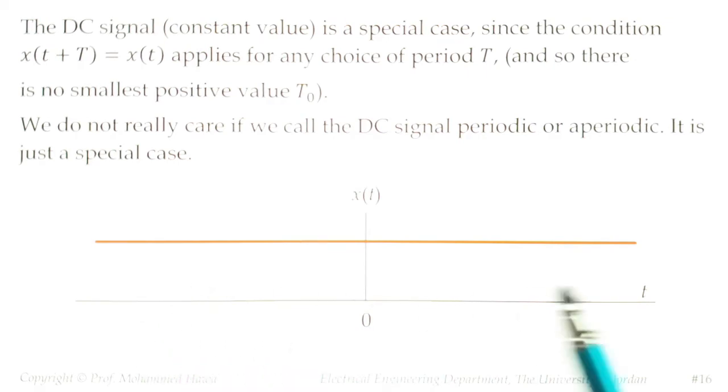So is the DC signal periodic or aperiodic? Well, I don't really care. You could call it periodic, you could call it aperiodic. For me, it's just a very special case. We call it the DC signal or the DC value or the constant value, and we know what it looks like. But in terms of Fourier series, we typically give it zero frequency. We'll talk about this later, God willing.